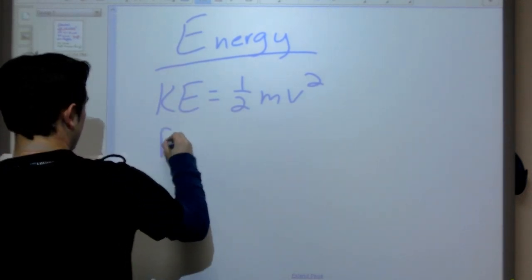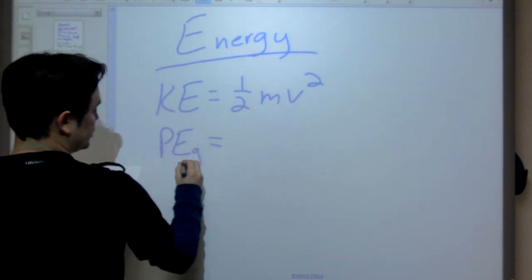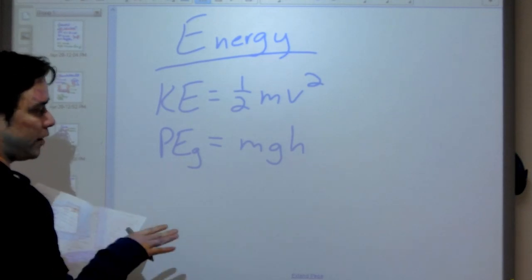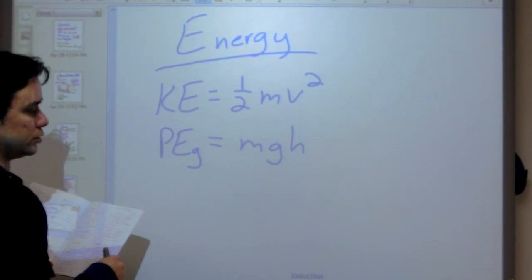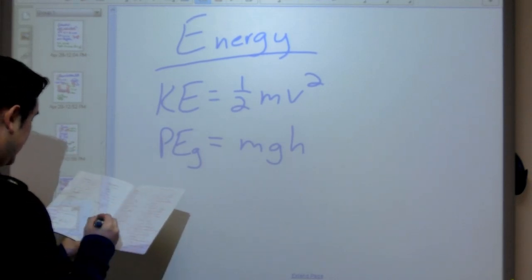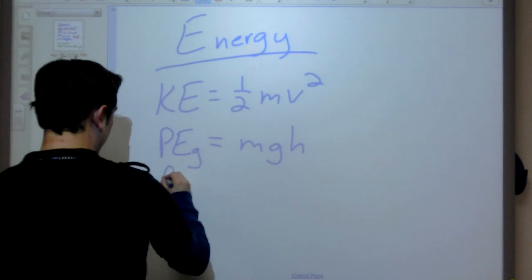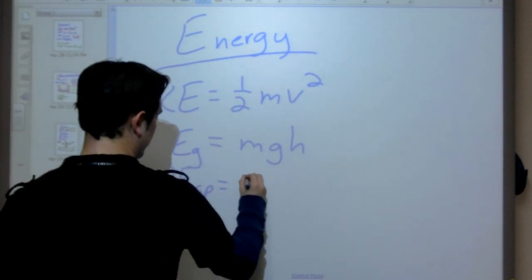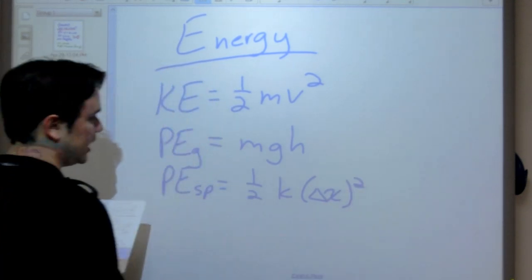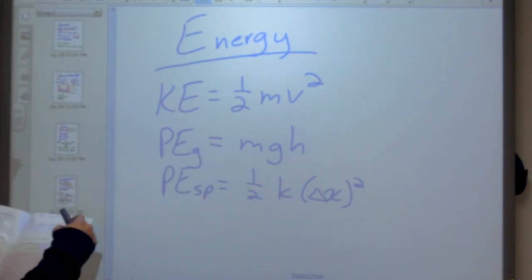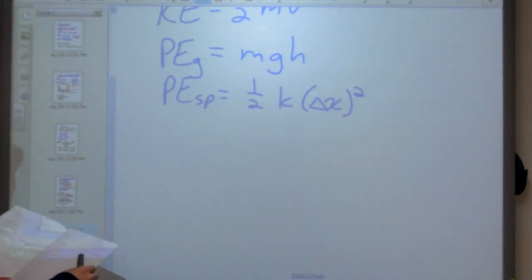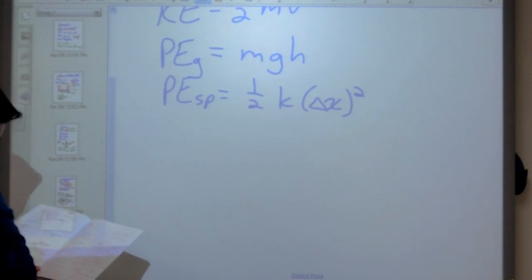Another good one, potential energy due to gravity near the surface of the Earth is mgh, where h is your height above some reference point that you can arbitrarily choose. Normally, I like to put it at the lowest point that's going to show up in any of my problems, and I set h equals 0 there. Another common one is potential energy of a spring, which equals 1/2 k delta x squared, where delta x is the compression or expansion of your spring. It's how far it's stretched or squished from your natural length.